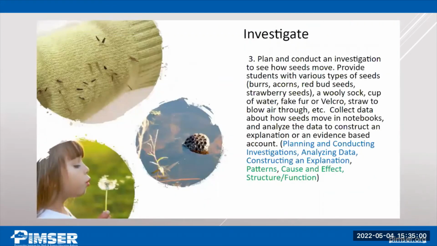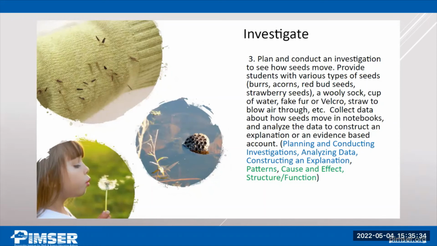To help students have firsthand experiences with how seeds travel, I'd work cooperatively with the students to develop some investigation plans. Let's see if we can find out how different types of seeds might move. So I'd provide a variety of seeds like burrs, acorns, redbud seeds, and strawberry seeds and some different materials to use to try to move them. You might provide a straw to blow through a cup or tray with water in it, some fake fur or a stuffed animal that seeds could catch on, etc.